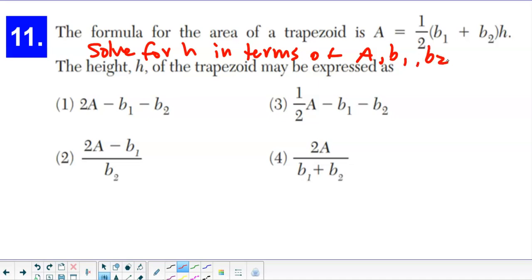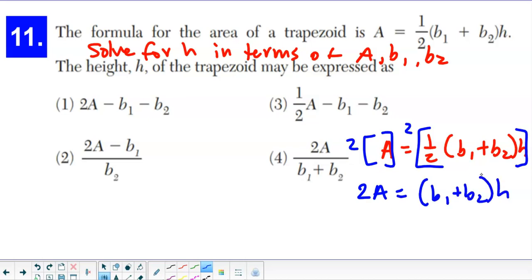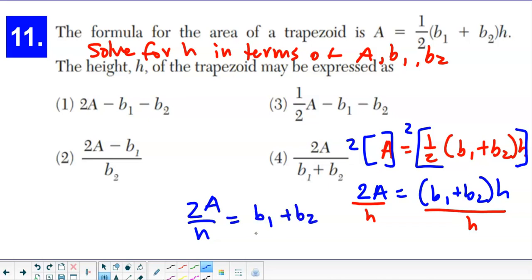That's what that means. So when I look at my formula here, I'm going to times both sides by 2 over 1 first, giving me 2a equals b1 plus b2 times h. Now I'm going to divide both sides by h, giving me 2a over h equals b1 plus b2. Oh no, I didn't want to do that.